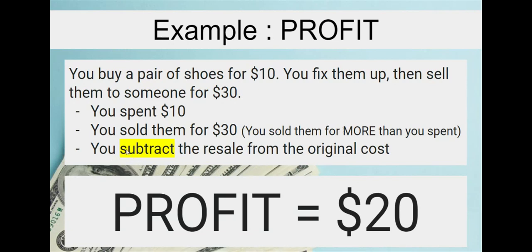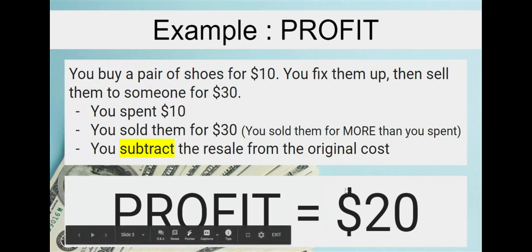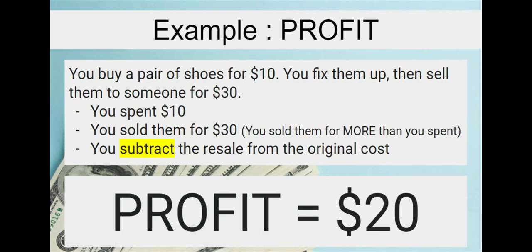So when you do that, you subtract because you are finding the difference between the amount you spent and the amount that you earned from the resale and the original cost. So when you subtract 10 from 30, your profit's $20. So that is a financial gain to you. That's income to you.